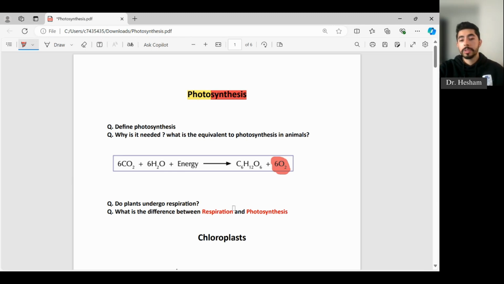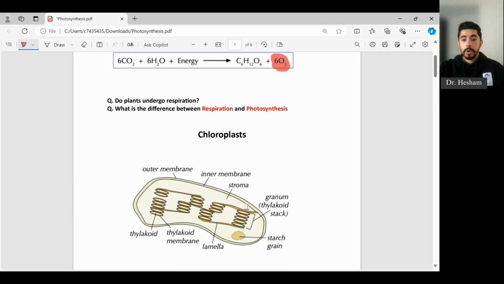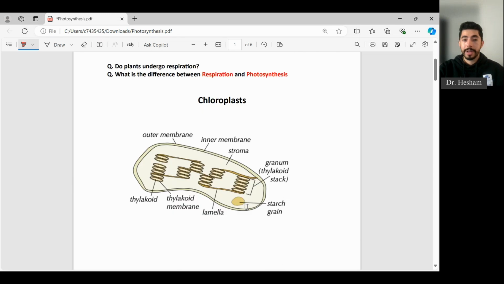And this is why you see that this organelle, the chloroplast, is mostly found in plant cells. All right, so plant cells require this organelle so that they can carry out this process. Its only job is to carry out this process. Now, a chloroplast is mostly present in the leaf of the plant.